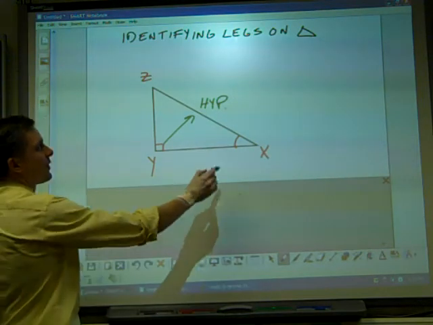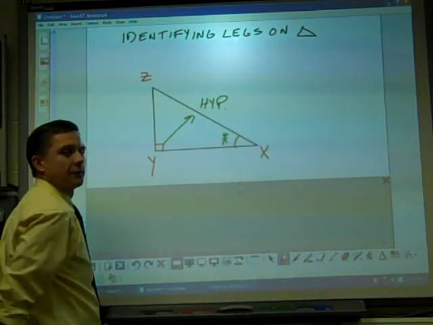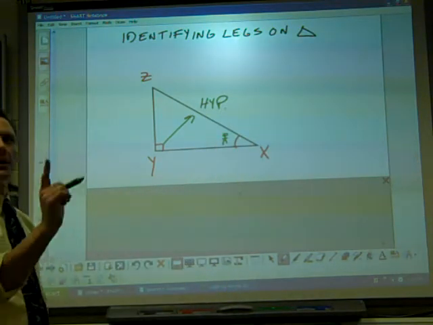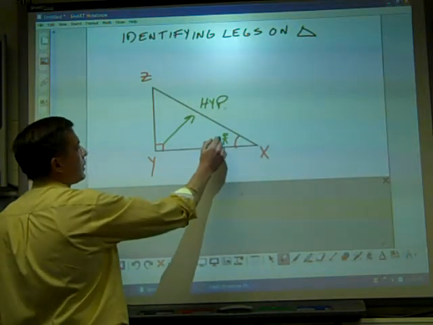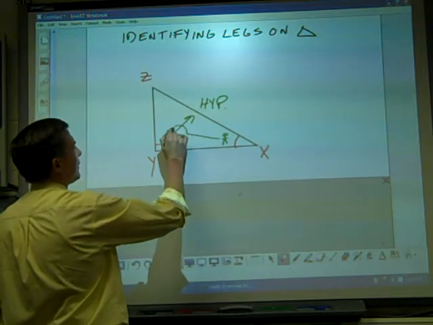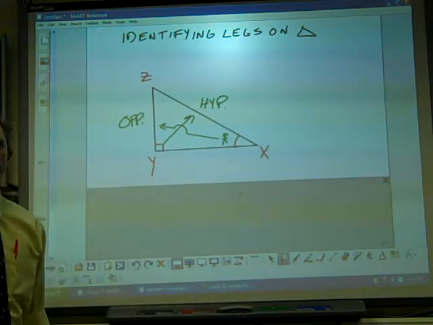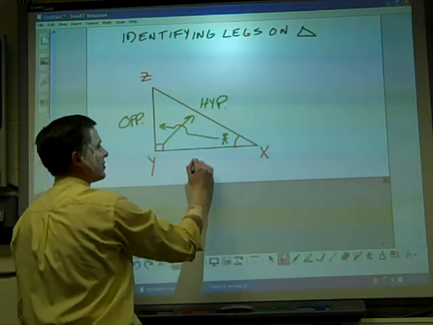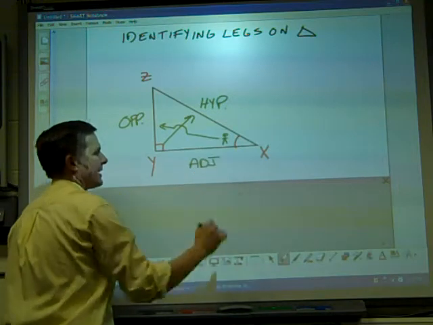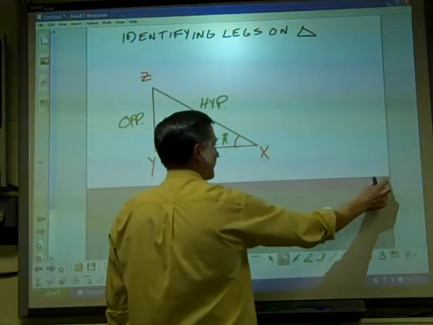Then what we want to do is select the angle. If I use angle X and I stand on angle X, my little guy, we have to identify the legs and give them a name so we can talk about triangles. The leg across is what we call the opposite leg, so I'll call it OPP. Now we've identified the hypotenuse and the opposite, and that leaves the adjacent leg, ADJ. This way we can talk about the angles in the same way every time.